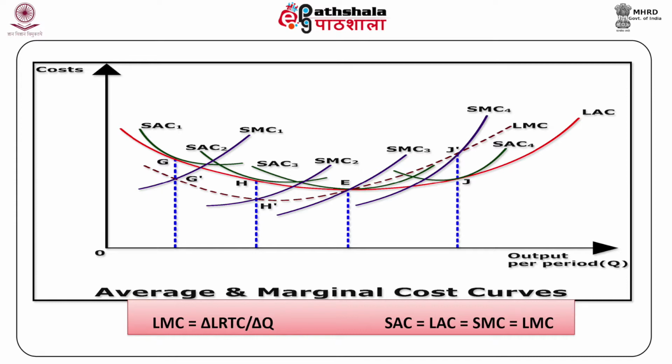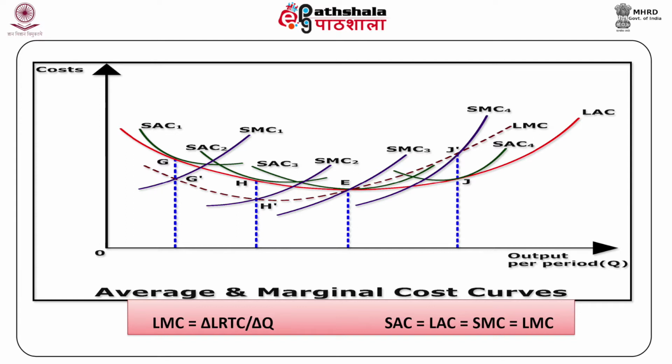We join all these points, that is G dash, H dash, E and J dash, in order to obtain the firm's long run marginal cost curve. The locus of all these points gives the LMC because it corresponds to the tangency points of the SAC and LAC at which the firm produces in the long run. That is, SAC is equal to LAC at that level of output, and hence SMC and LMC are also equal.